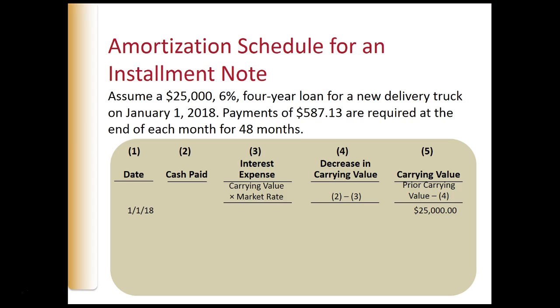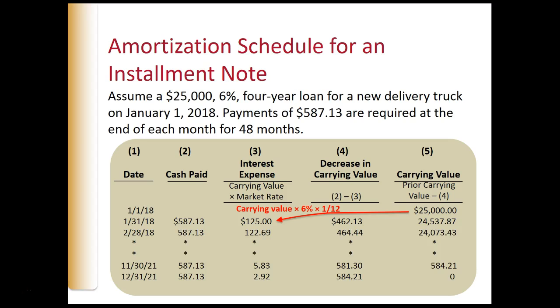So let's look at an example to illustrate this point. Assume that California Coasters obtains a $25,000 6% 4-year loan for a delivery truck on January 1st, 2018. Payments of $587.13 are required at the end of each month for 48 months. An amortization schedule shows you the summary of the cash paid, the interest expense, and the decrease in carrying value for each monthly payment.